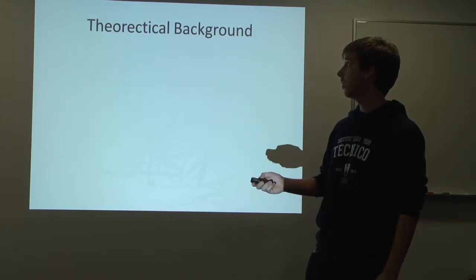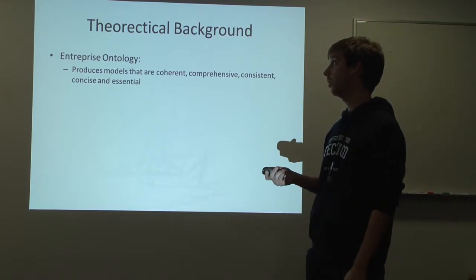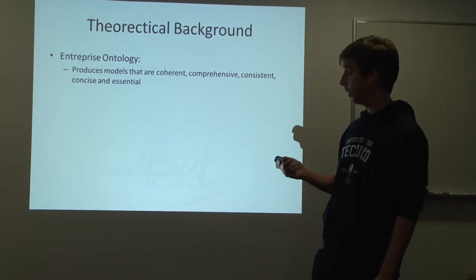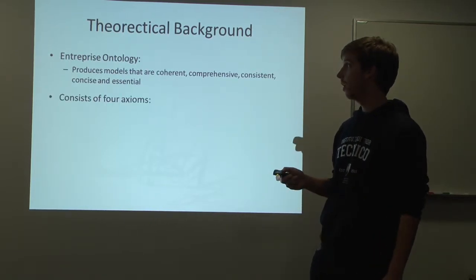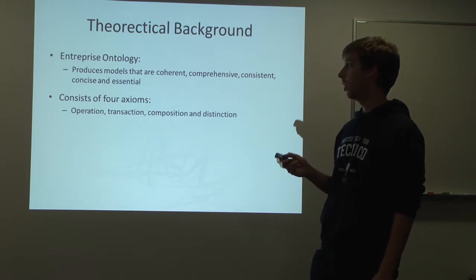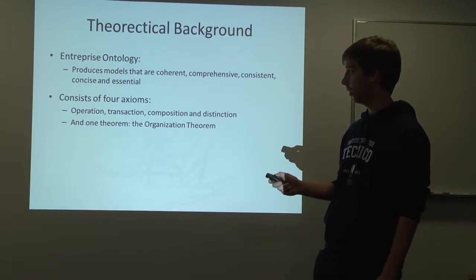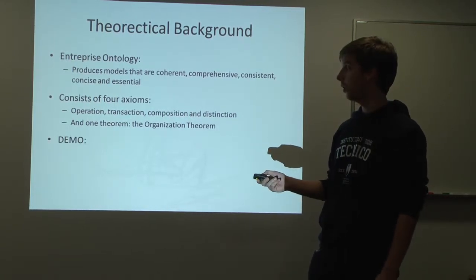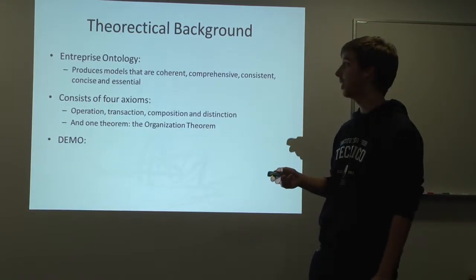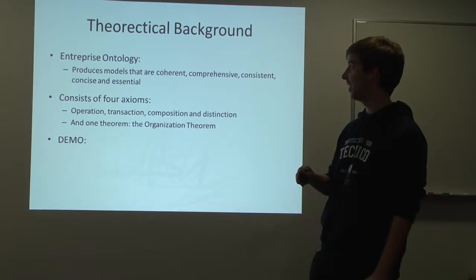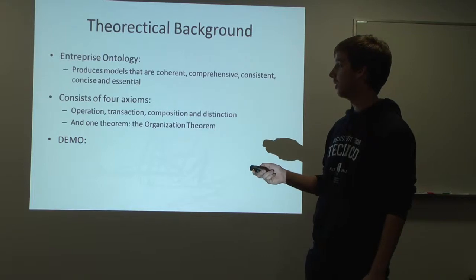So, passing to the theoretical background, we will use enterprise ontology. It is an ontology that produces models that are coherent, comprehensive, consistent, concise, and essential. It consists of 4 axioms: operation, transaction, composition, and distinction, and 1 theorem, the organization theorem. We'll also use DEMO, the Design and Engineering Methodology for Organizations, which is the proposed methodology of enterprise ontology.